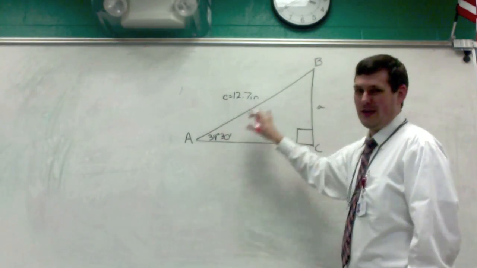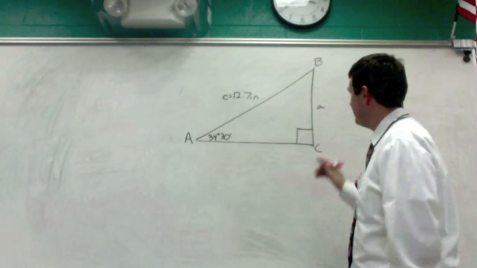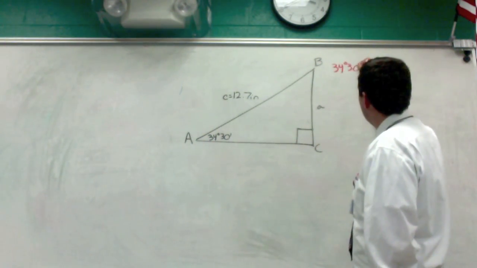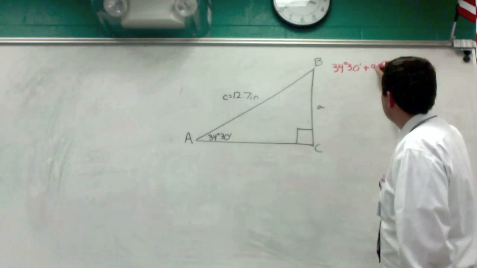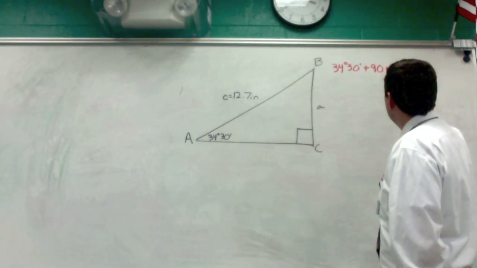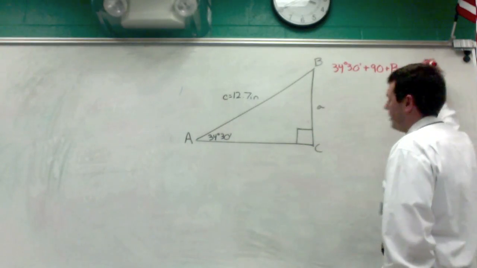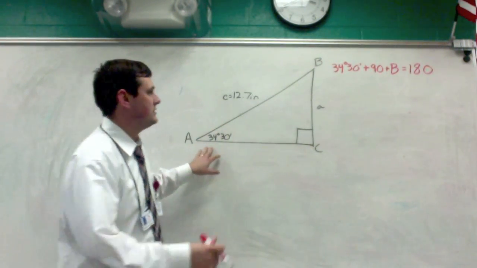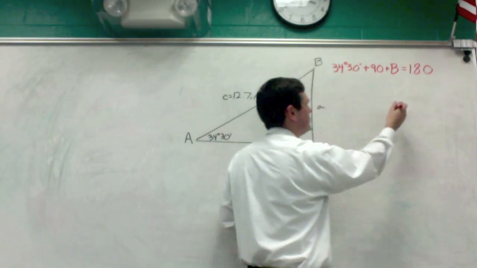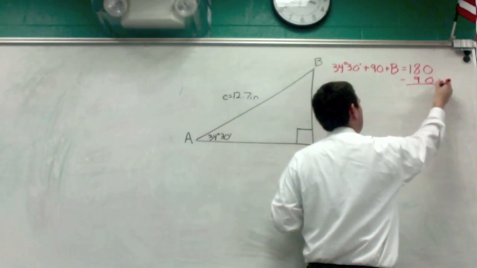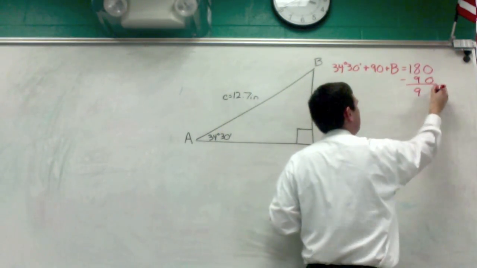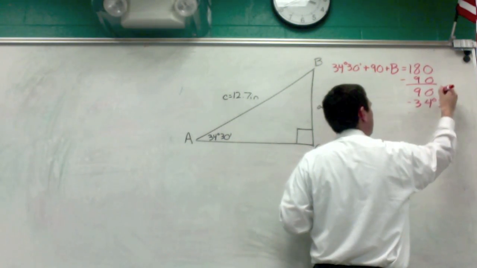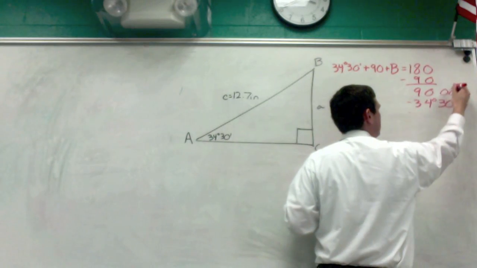Okay, I know if I add the three angles of a triangle, I will get 180 degrees. So I know that 34 degrees 30 minutes, plus 90, plus B equals 180. So I'm subtracting them both from 180. That gives me 90, and then minus 34 degrees 30 minutes. We do like 90 degrees 0 minutes. Remember that trick?